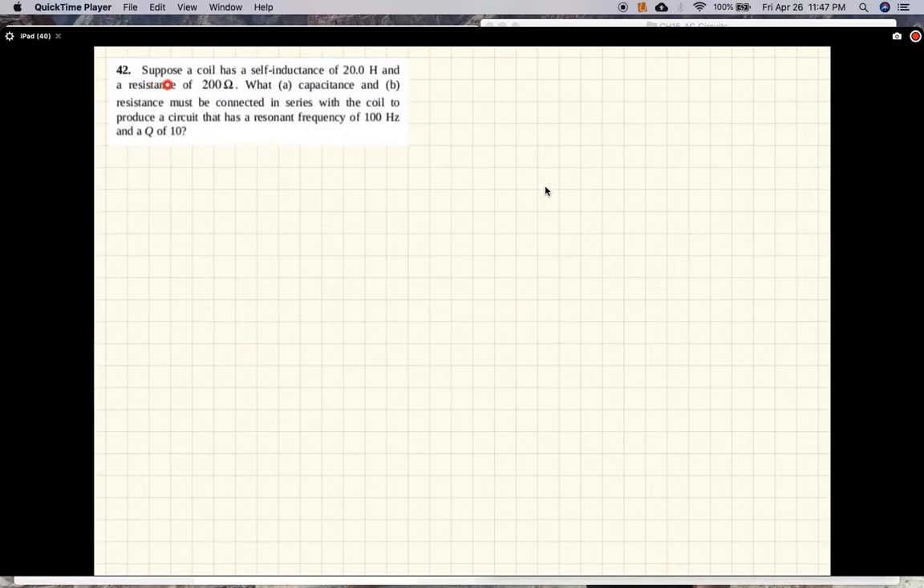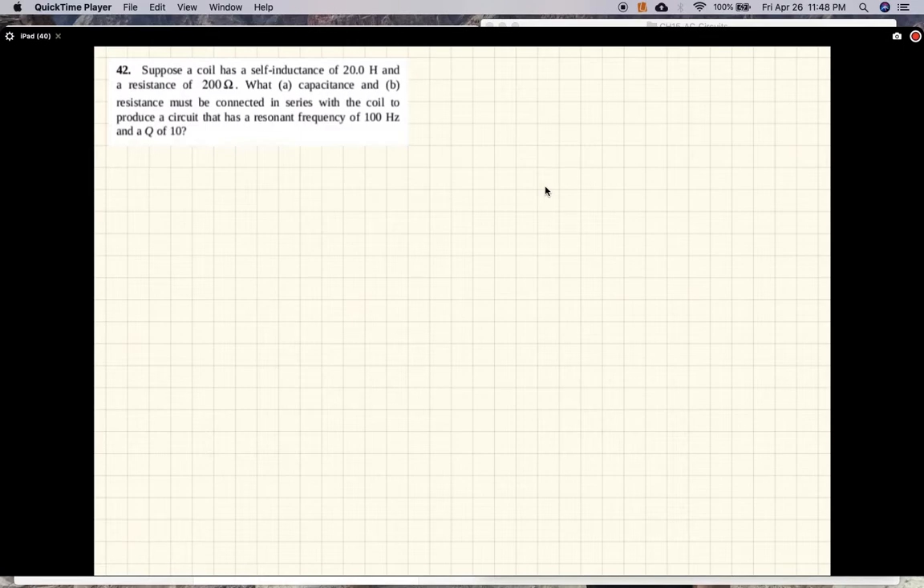Okay, this problem says suppose a coil has a self-inductance of 20 Henry and a resistance of 200 ohms. What capacitance and resistance must be connected in series with the coil to produce a circuit that has a resonant frequency of 100 Hz and a Q of 10.